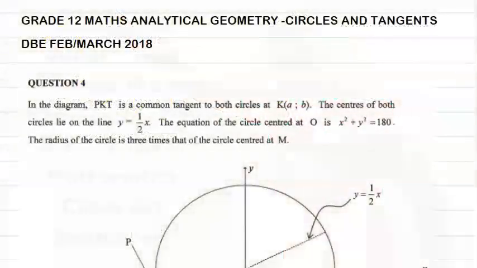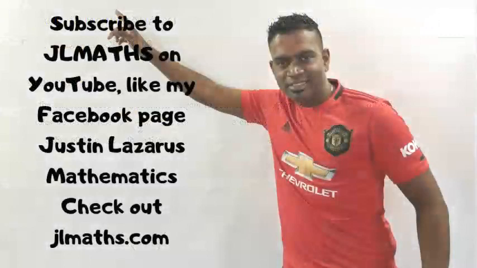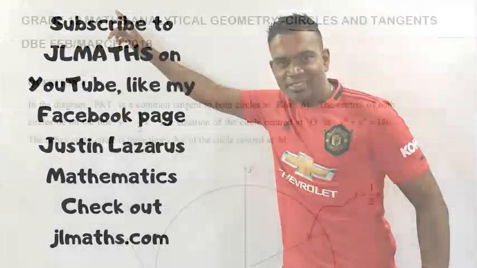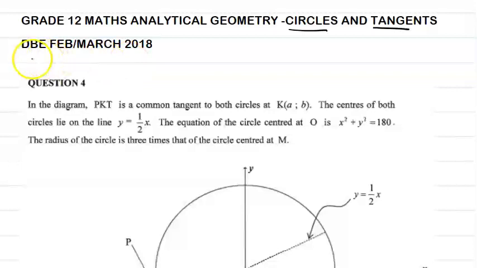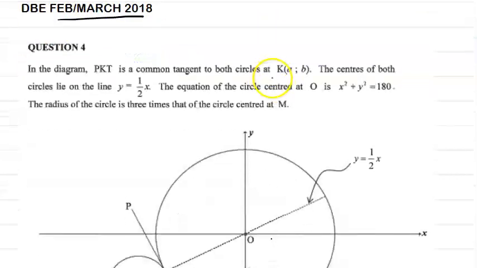In today's video lesson, we're going to be looking at grade 12 Analytical Geometry, Circles, Tangents. And this question that we're going to be looking at is from the February-March 2018 examination paper. Question 4 reads as follows.